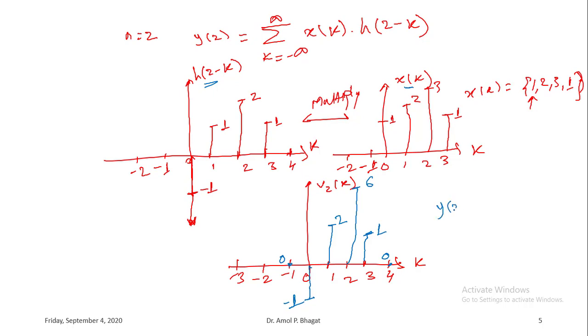Again to get y of 2, you are adding all these values. That means you are adding summation k from minus infinity to infinity of v2 of k. So if you are adding all these values, that is minus 1 plus 2 plus 6 plus 1 plus 0, it will be simply 8, right? After addition you will get 8 as the result for n equals 2. Okay, so that is the third sample that we obtained.